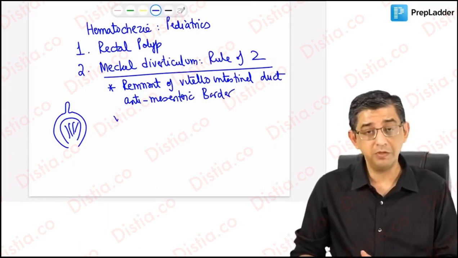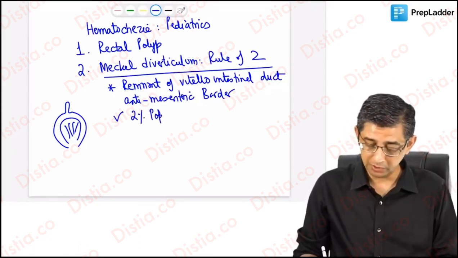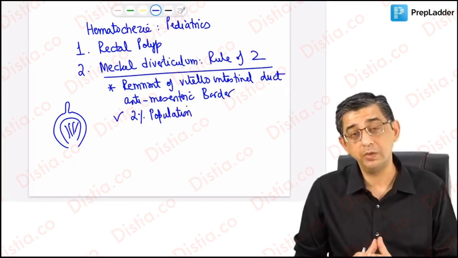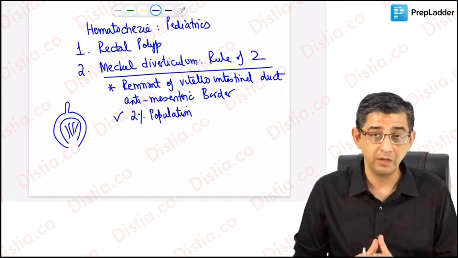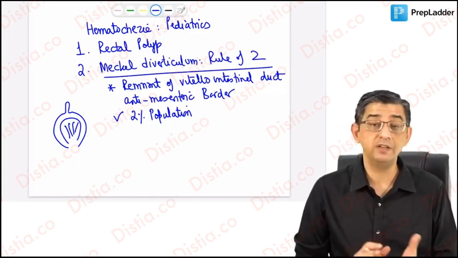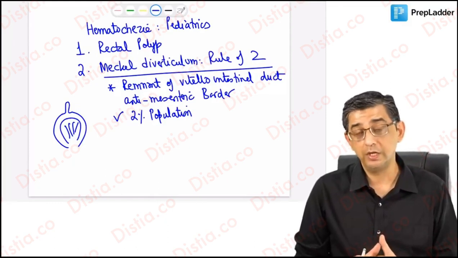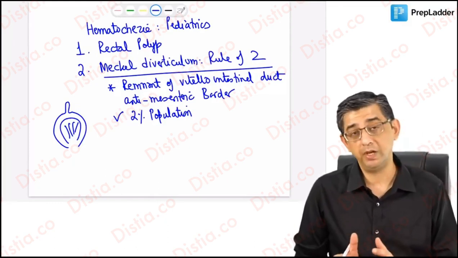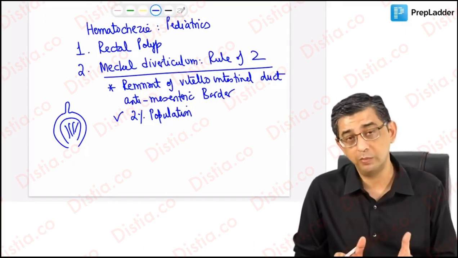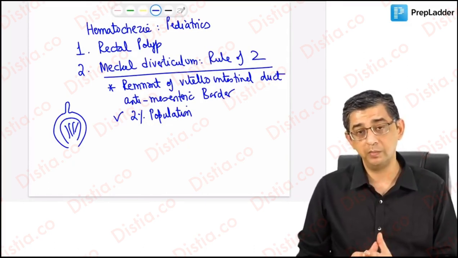Let us recap the features of the rule of two, just for the sake of completion. It can be present in 2% of the population. If a question asks what is the usual presentation of Meckel's diverticulum, it is asymptomatic. It is only if it bleeds that it will contribute to manifestations. And why would it bleed is primarily because it could be having ectopic mucosas. It could either be stomach mucosa or pancreatic mucosa. The stomach mucosa produces acid, or pancreatic mucosa would produce alkali. So that will cause erosion or damage, and that can contribute to the bleeding profile.